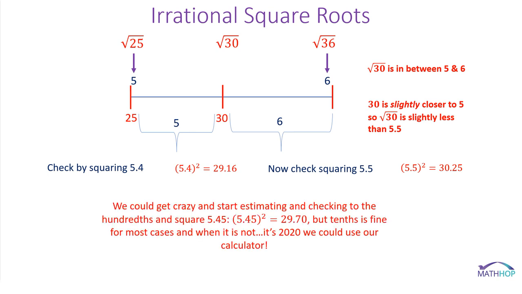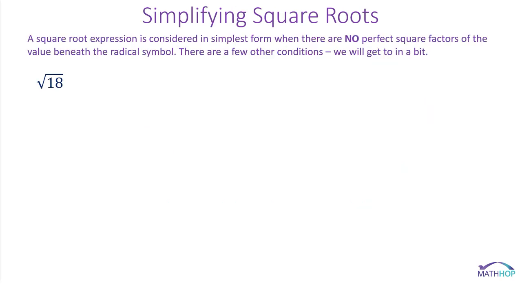Now, you could get out of control and start going to the hundredths and square 5.45 and see that it's 29.7. But for most purposes, tenths is fine, right? It's 2020. We could use our calculator if we really wanted to know what the square root of 30 was. But that's basically how you go about estimating those. So let's talk about simplifying, because you're going to use simplifying square roots much more often than you will estimating them.